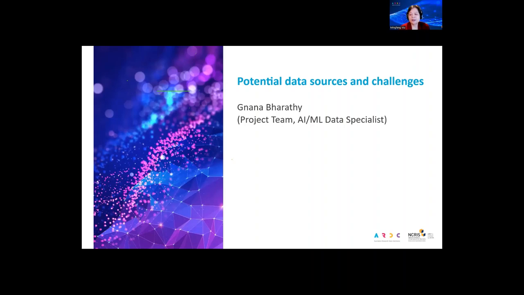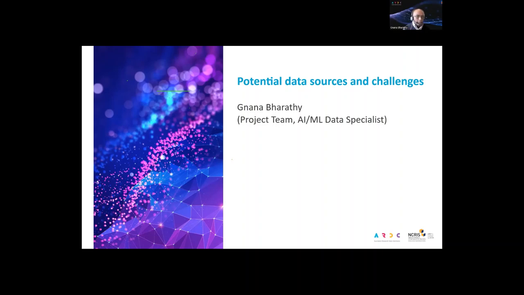So that's a summary from the initial consultation phase. We analyzed pain points, opportunities and benefits for each sector. Those are initial insights. We are still continuing the consultation. If you would like to talk to us, please contact any of us on the project team. So next, my colleague Gnana will provide a summary of potential data sources and challenges.